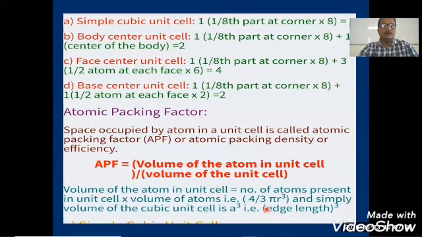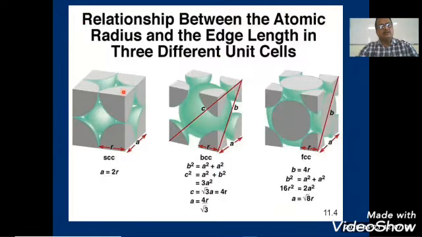So the summary is that for simple cubic unit cell, the number of units per unit cell is 1, and A is equal to 2R. For BCC unit cell, the number of units per unit cell is 2, and A is equal to 4 by root 3 R. And for FCC unit cell, the number of units per unit cell is 4, and A is equal to root 8 R.